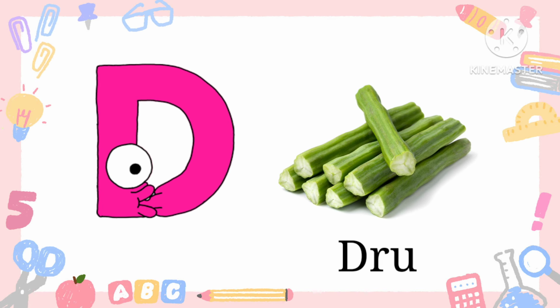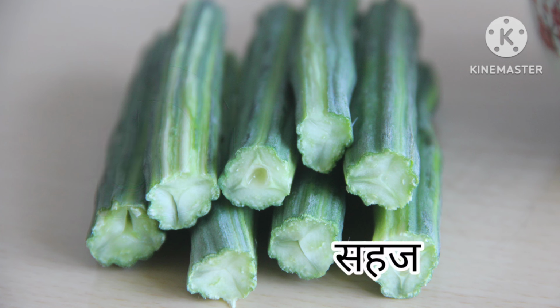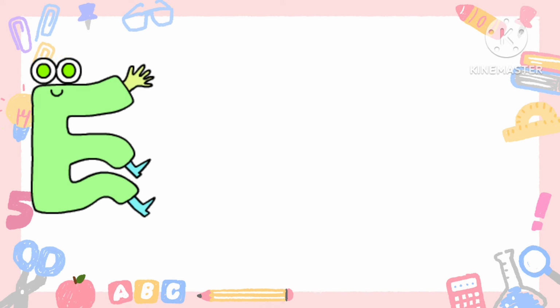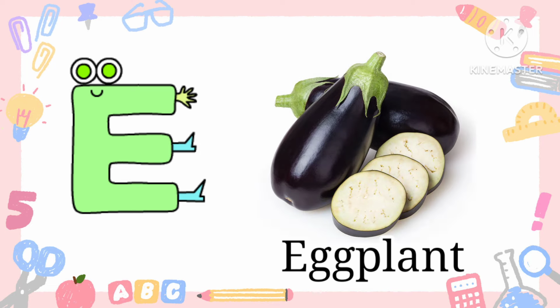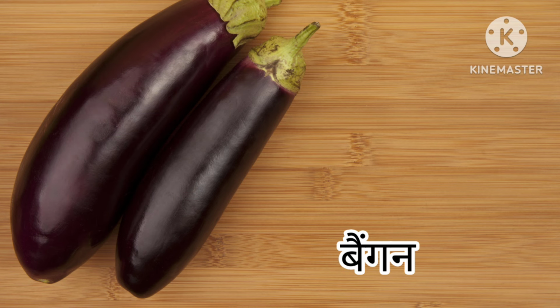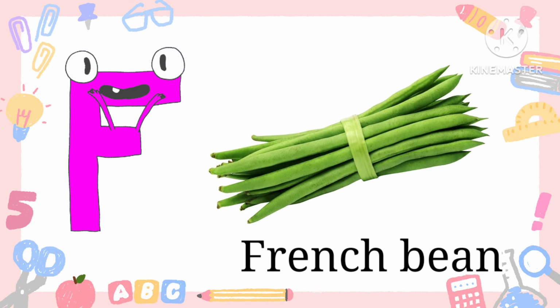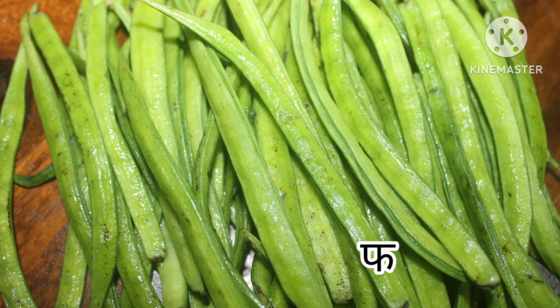D. D for drumstick. Hindi mein sehjan. E. E for eggplant. Hindi mein bangan. F. F for French bean. Hindi mein phansi.